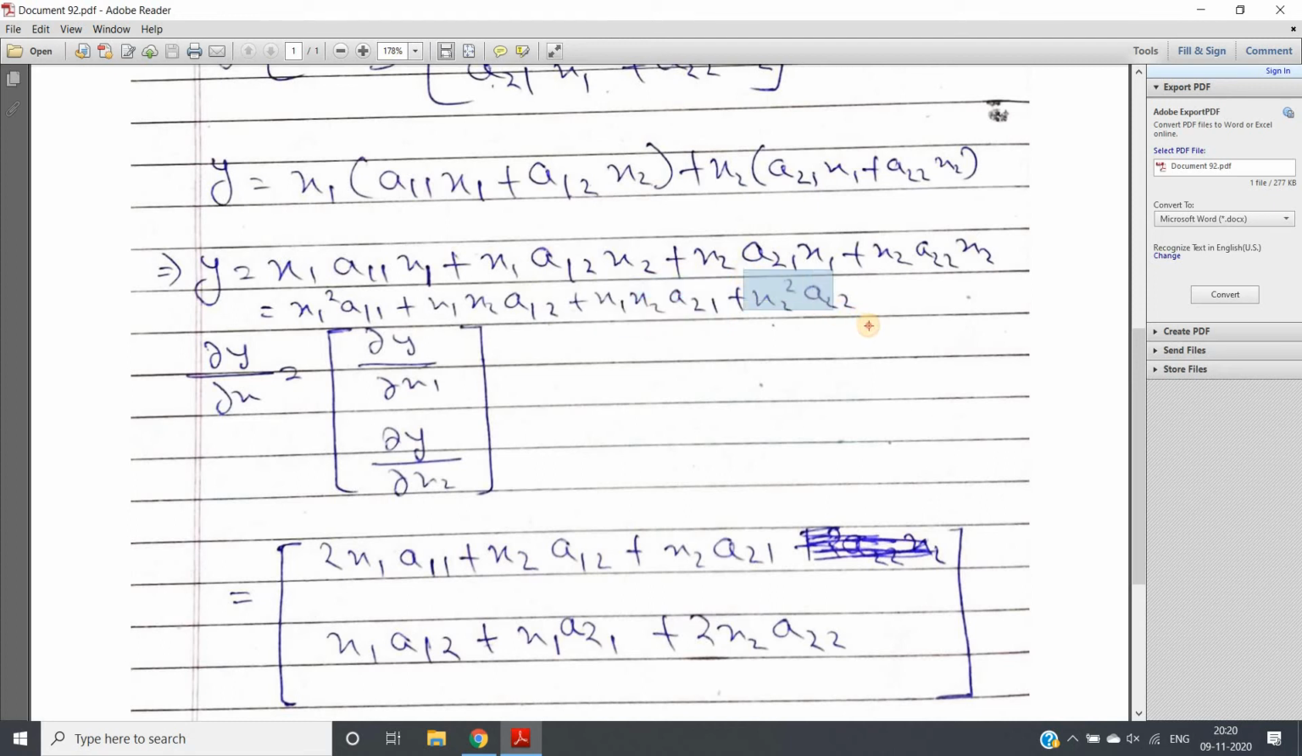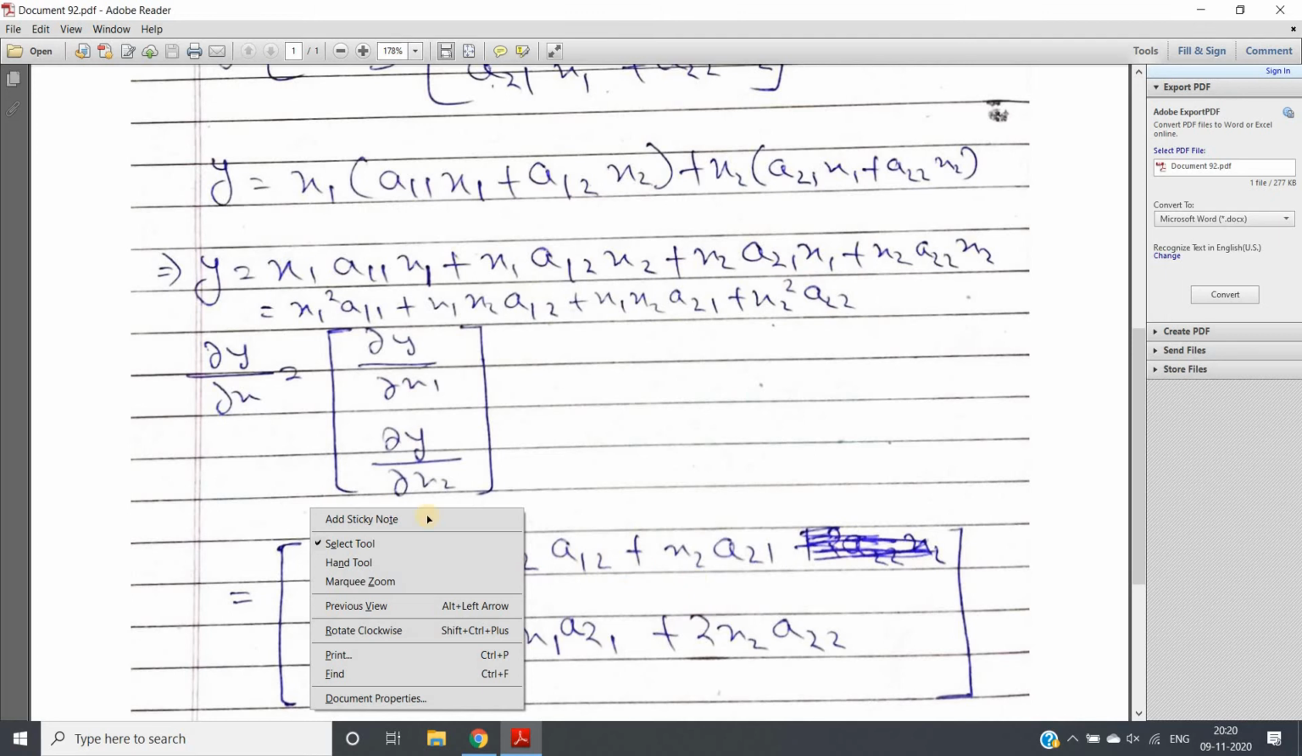For this one, x2 square a22, no term is present with respect to x1, so the whole term will be constant when you are doing partial derivative with respect to x1, and you will be getting no term. So this will be our first one, right?